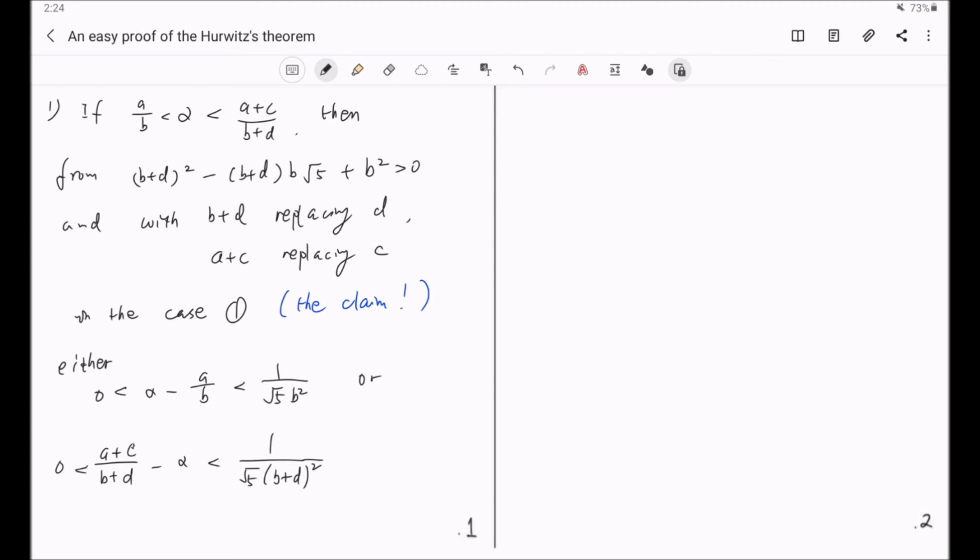And now, in the second case, if alpha is greater than a plus c divided by b plus d, but less than a over b, do you think you can conclude something like this? I believe you can. I would like you to think for a while on your own, but I will tell you the answer anyway.